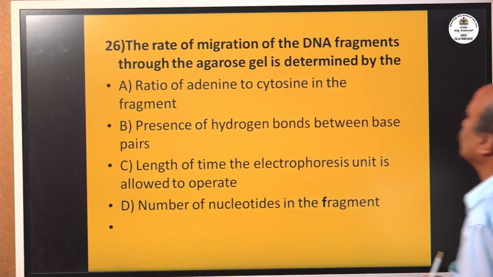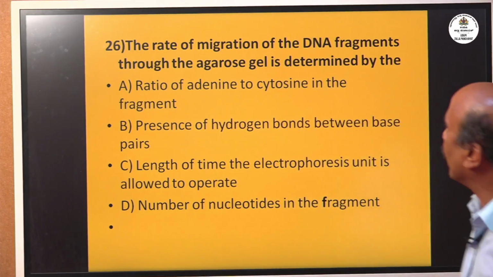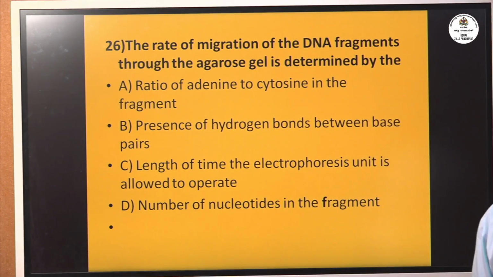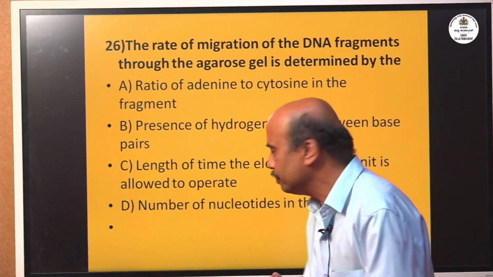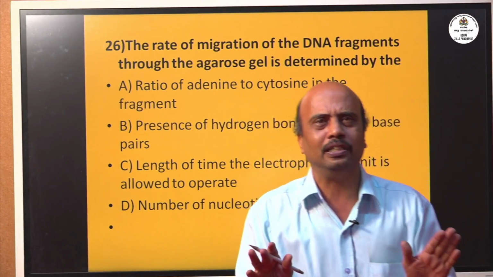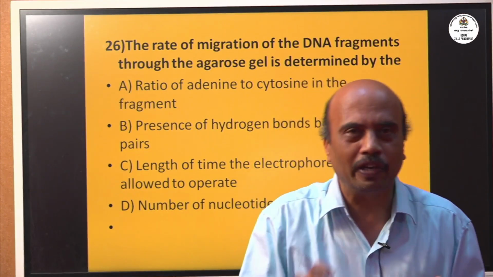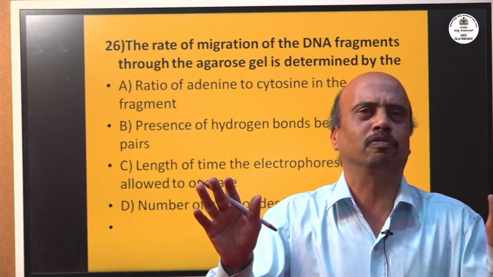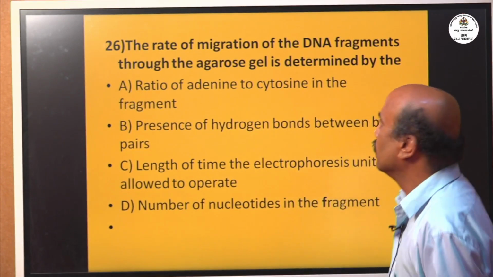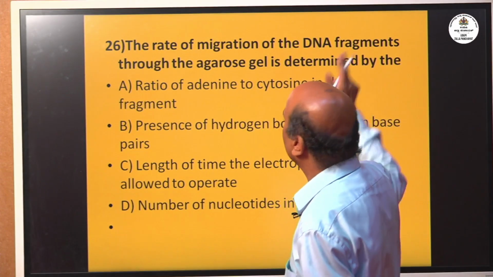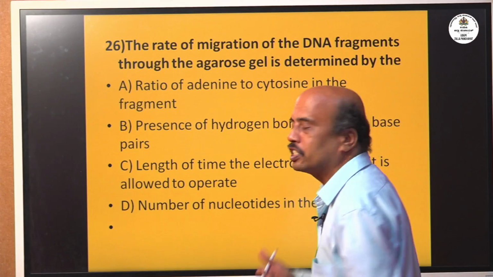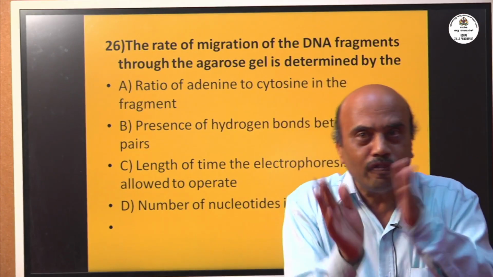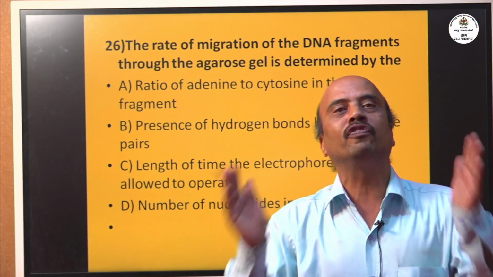Next question. The rate of migration of DNA fragments through the agarose gel is determined by. See here, the question needs a little bit of thinking. Somewhat we say an application level question, a little bit complicated, but not fully complicated. The migration of the DNA fragment through the agarose gel is determined by the size of the fragment. Size of the fragment is determined by the number of nucleotides.